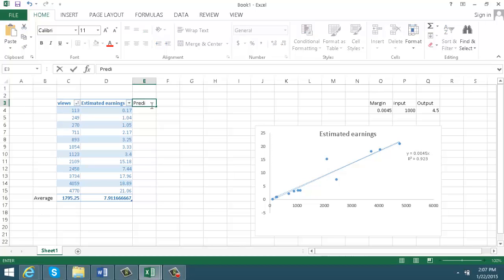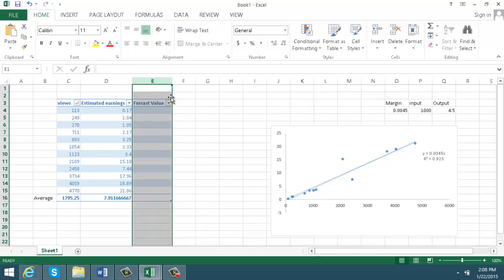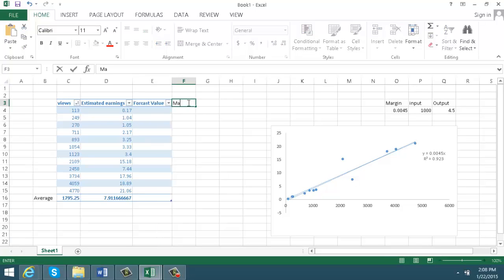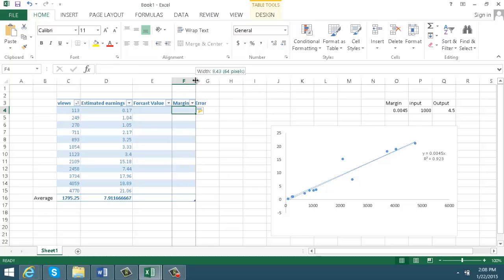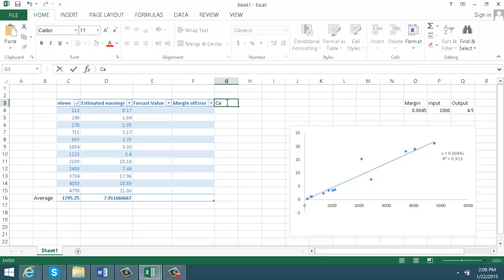This is the predicted value. How do you spell predict? Forecast value. I don't know how to spell predicted. I can't type right now. And here is the margin of error. And I'll say change, or percentage change here. Change.